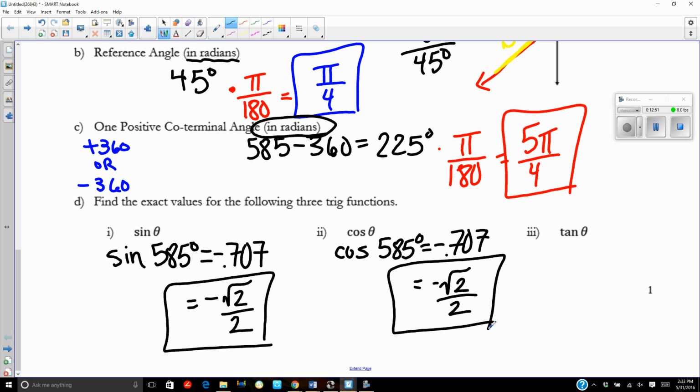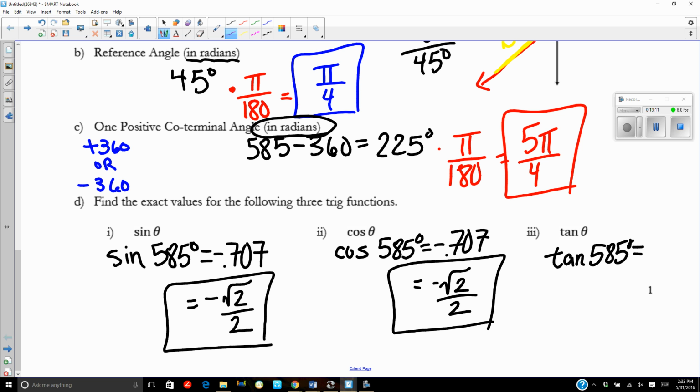Which is negative radical 2 over 2. And in the last one, the tangent of 585. A couple different ways to do this, but always check in the calculator and see if it gives you a decimal that you were familiar with.